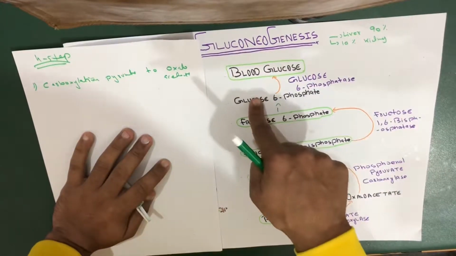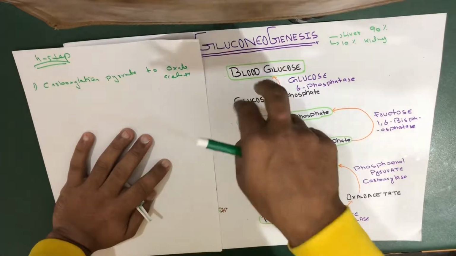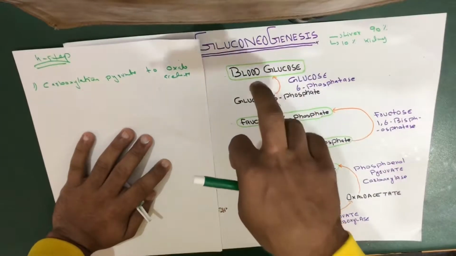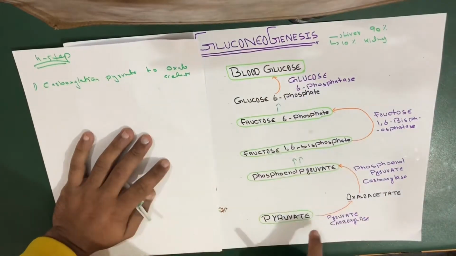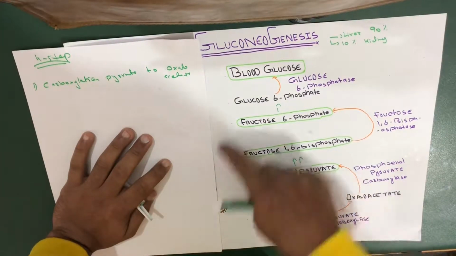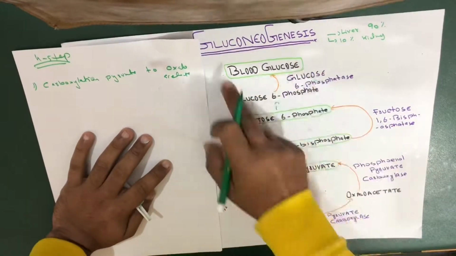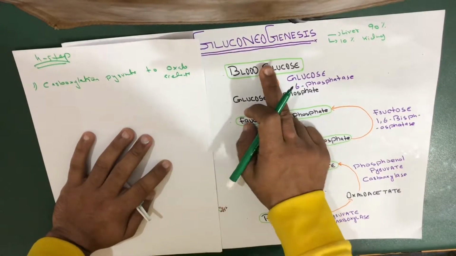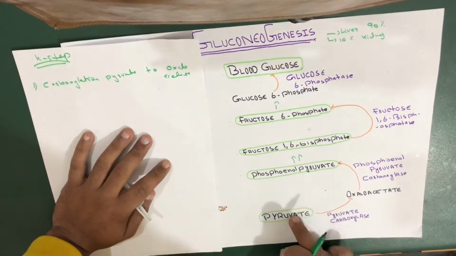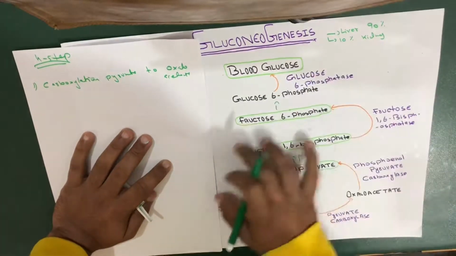So converting glucose 6-phosphate into blood glucose occurs in your liver and kidney, and this is going to occur in the endoplasmic reticulum. And converting pyruvate into oxaloacetate occurs in your mitochondria. Everything else, your cytosol. Got it? Very easy. This one in your endoplasmic reticulum, this one, converting pyruvate into oxaloacetate, only in the mitochondria, and everything else in your cytosol.